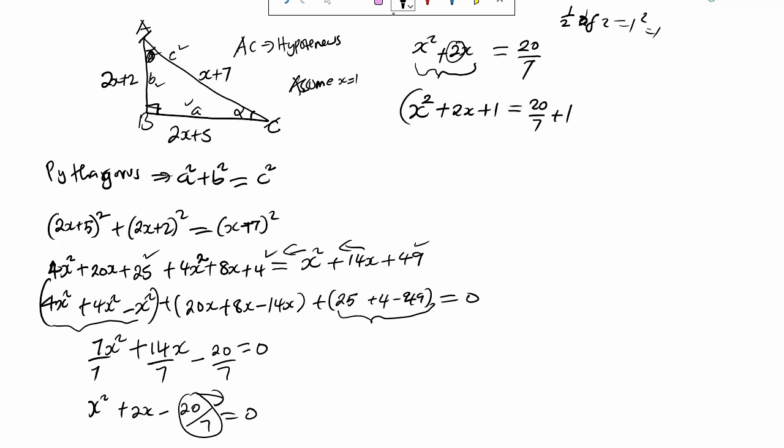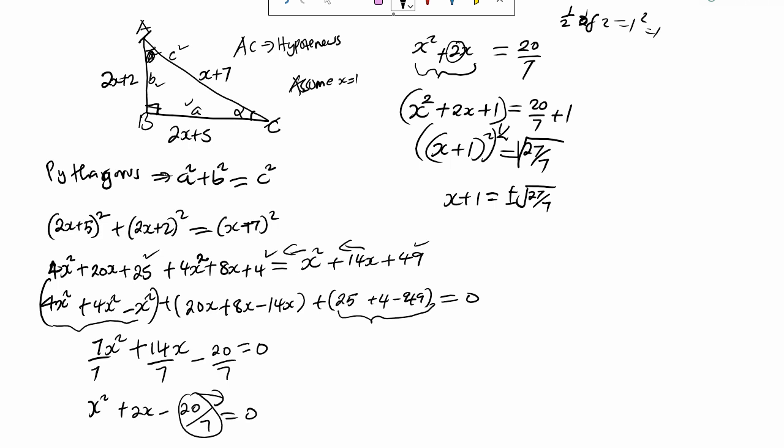All right, now when you look at this equation here, this is a perfect square, the perfect square of x plus 1 squared, and this one equals, you take 20/7, you add 1, you shall get 27/7. From here, what we do is we get the square root of both sides, so that x plus 1 equals plus or minus the square root of 27/7.